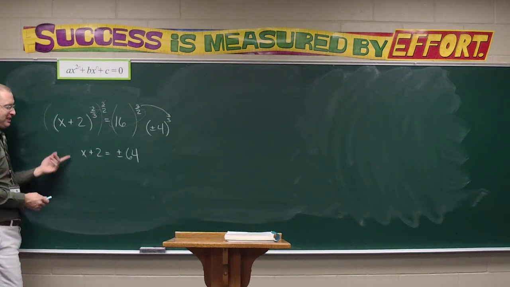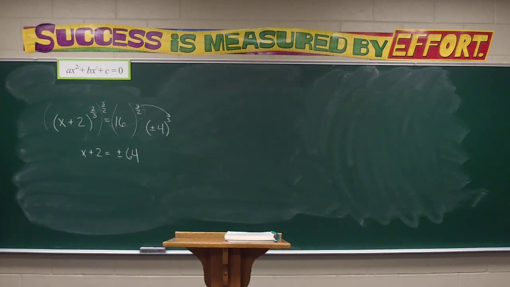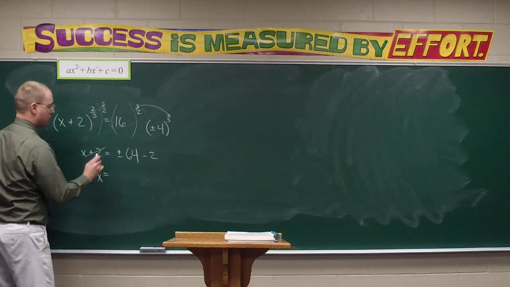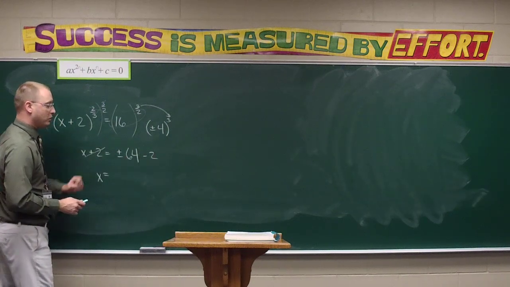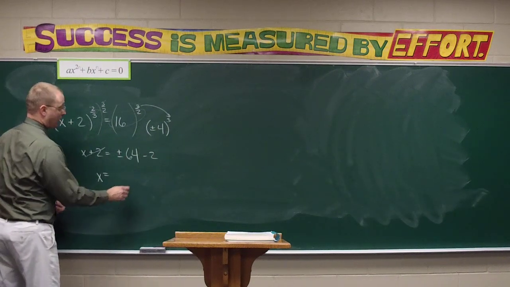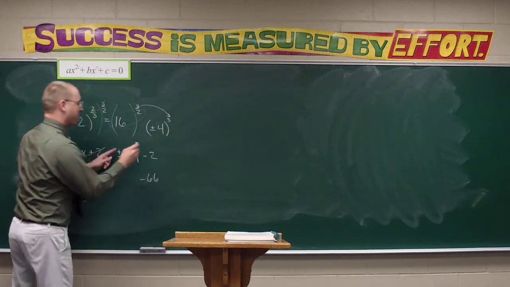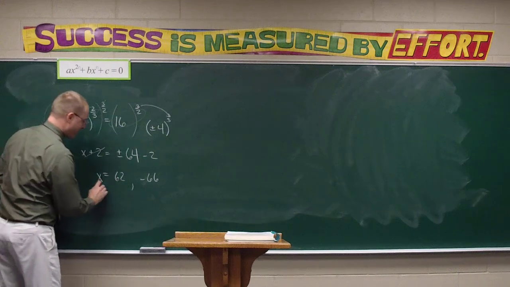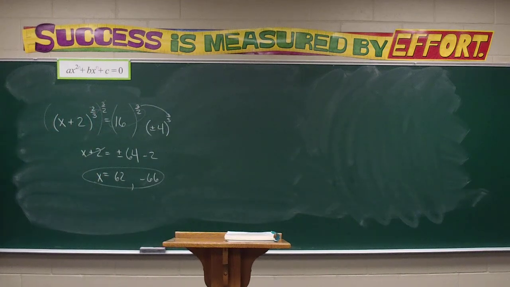Now it's an easy step, class. What would we do to solve for x? So that gives me 2 possible solutions for x. 64 minus 2. Negative 66. Well, that would be negative 64 minus 2. How about 64 minus 2? 62. And of course, negative 66 would be my other possible solution.